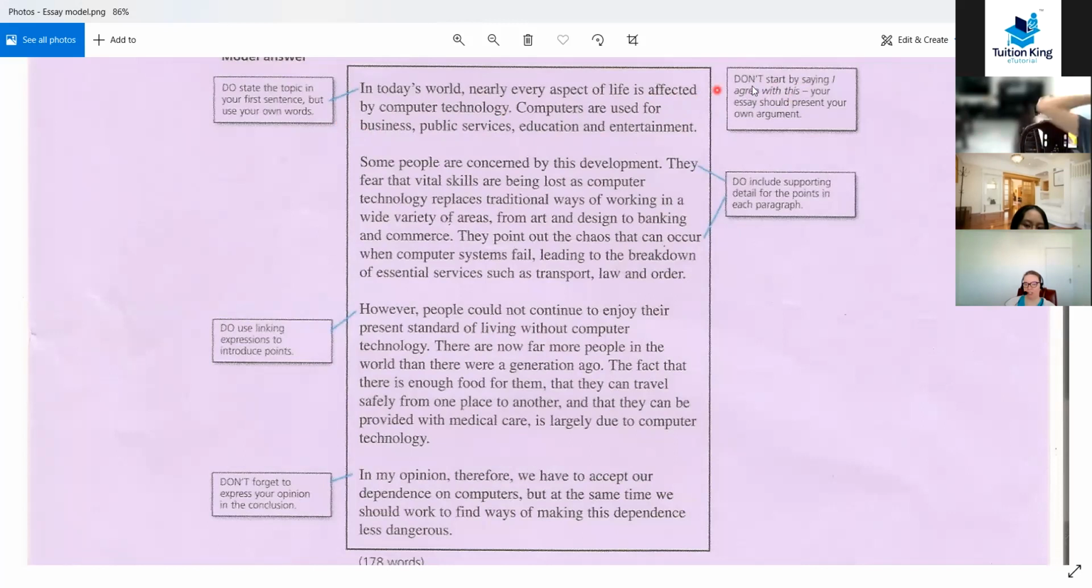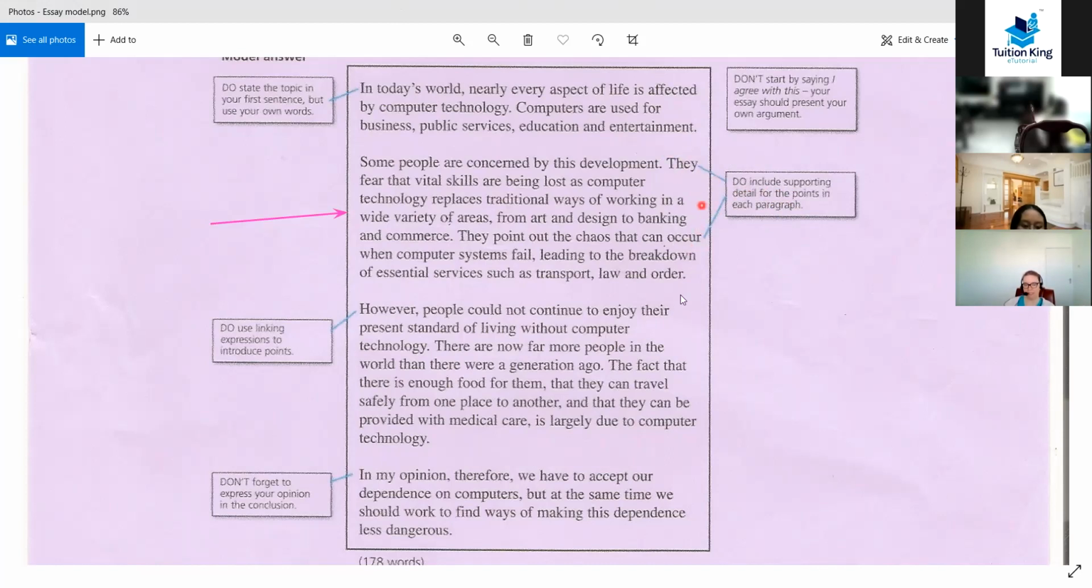And also in the introduction, you don't start by saying you agree or you disagree. In the introduction, you're just introducing the essay, the topic, okay? And then in the second paragraph, what is the purpose of the second paragraph? Can anyone tell me? What's the purpose of this paragraph? Idea and some supporting details. Very good, excellent. Yes, so it introduces the first idea with some supporting details. Very good, well done. So include supporting details for the points in each paragraph, okay?